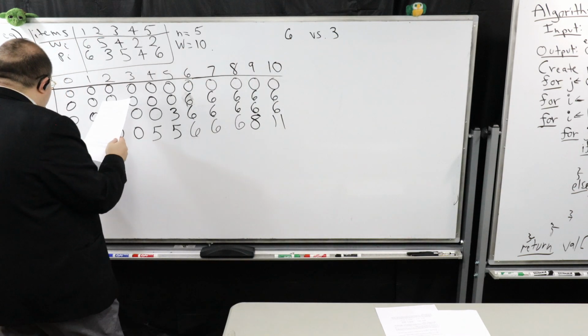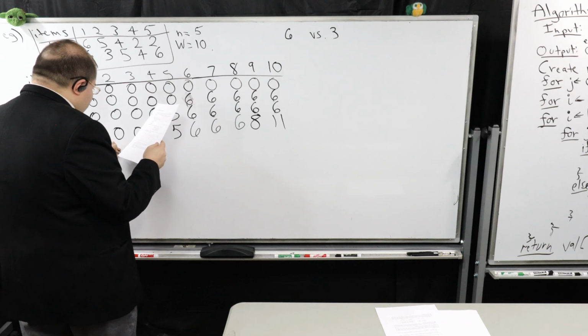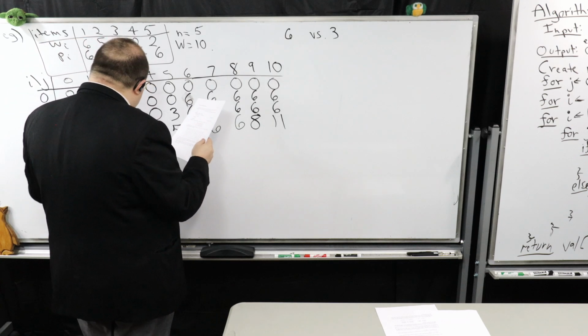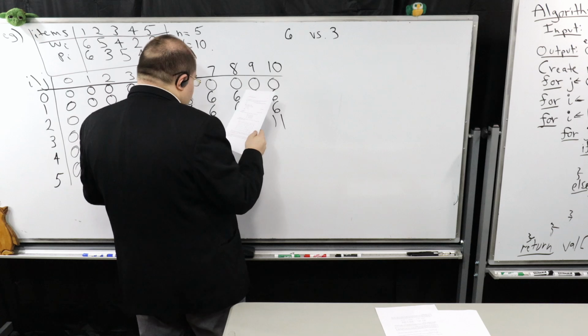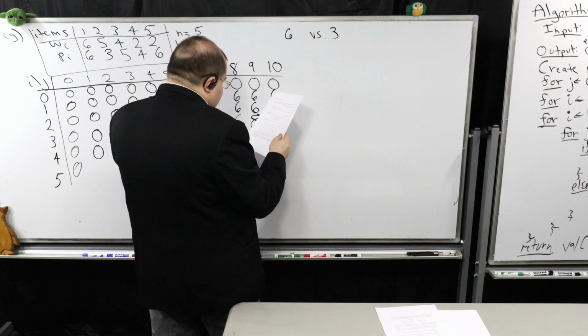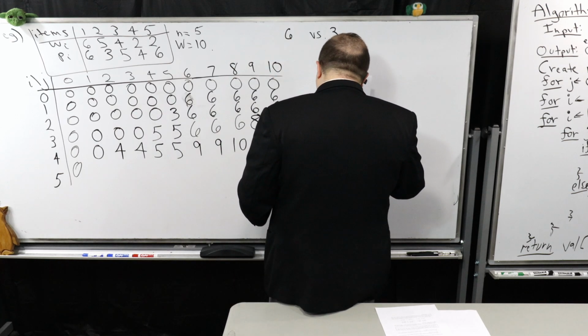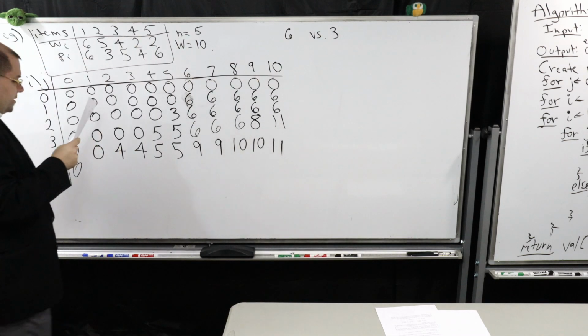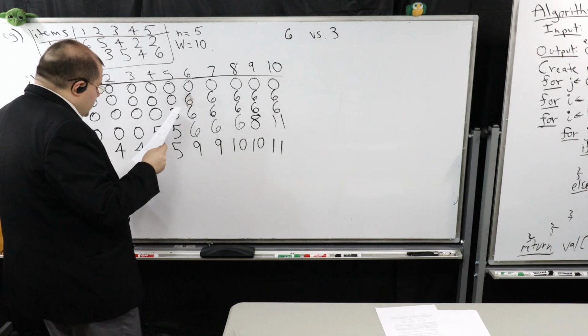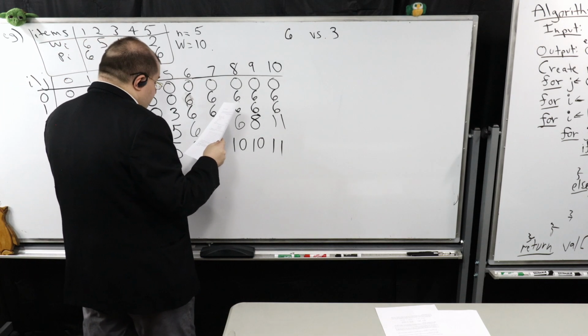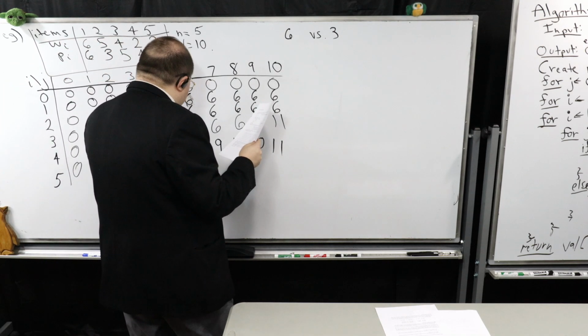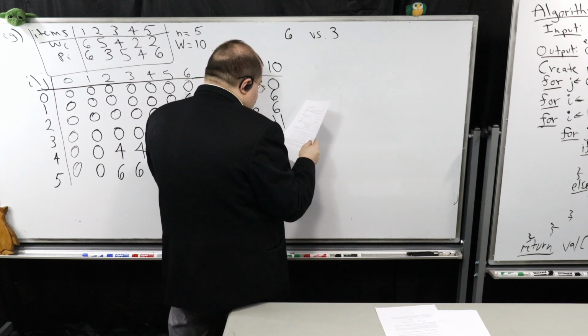For the sake of time, I'm just going to fill in the rest here until we get near the end. So I have 0, 0, 4, 5, 5, 9, 9, 10, 10, 11. This bottom row, I have 0, 0, 6, 6, 10, 10, 11, 11, 15, 15.